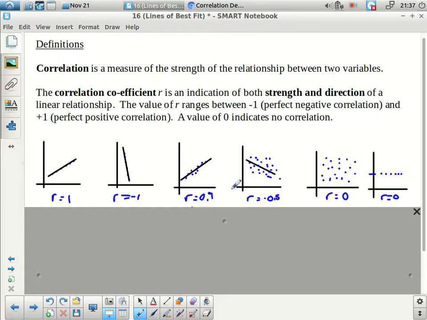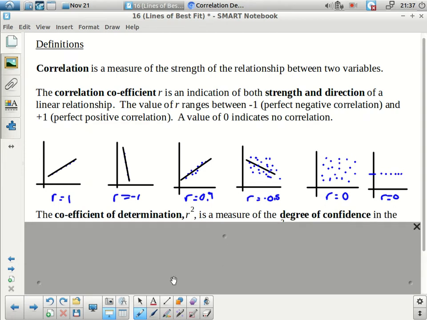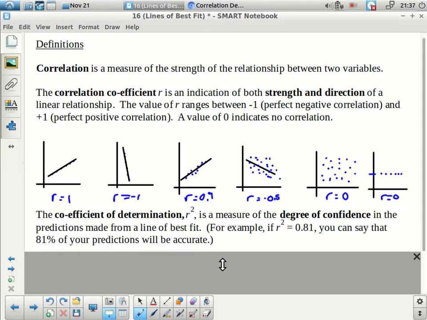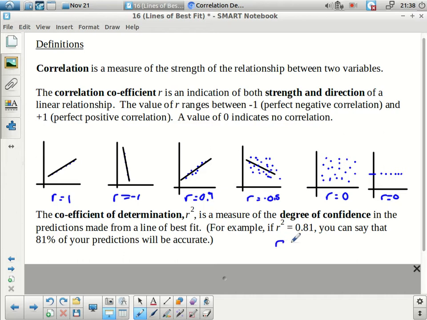So that's what it measures. Related to this is the coefficient of determination, which is just the square of that number. What this measures is the degree of confidence you can have in predictions from your model. For example, if r squared was 0.81, which means r was 0.9, because 0.9 squared is 0.81, that means I can say that 81% of my predictions would be accurate.